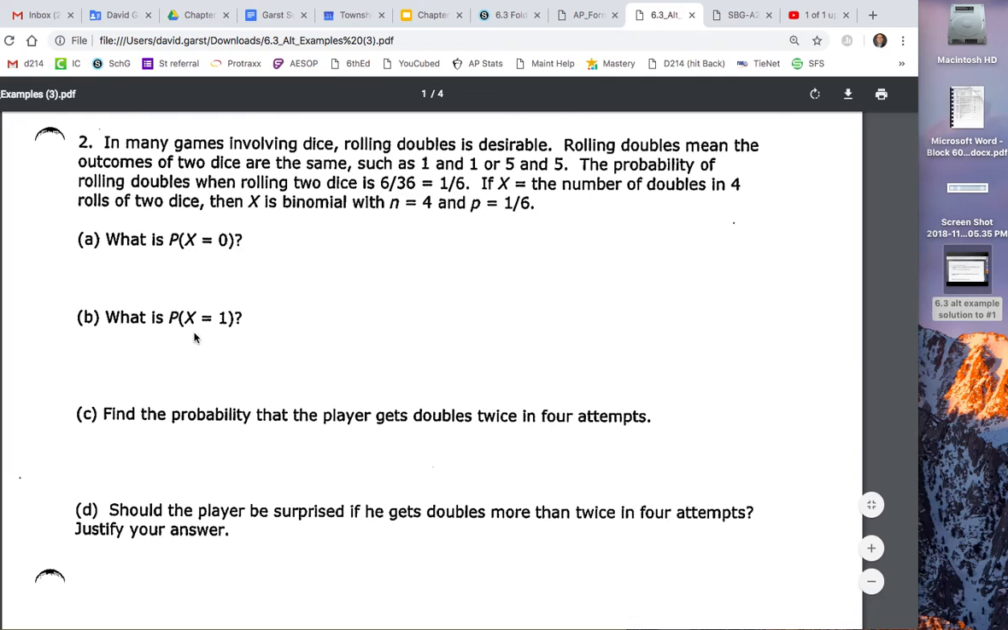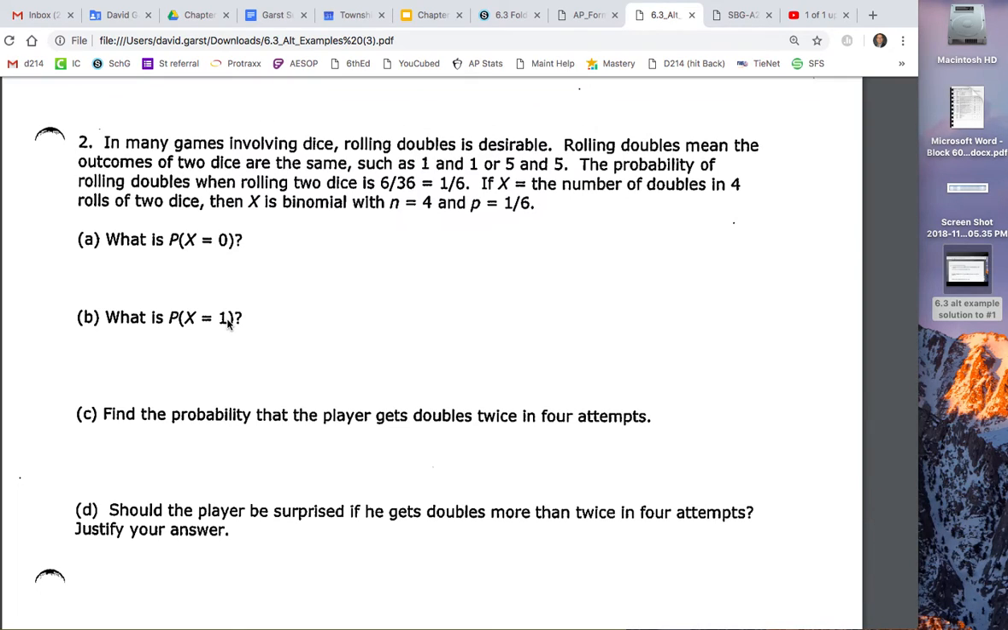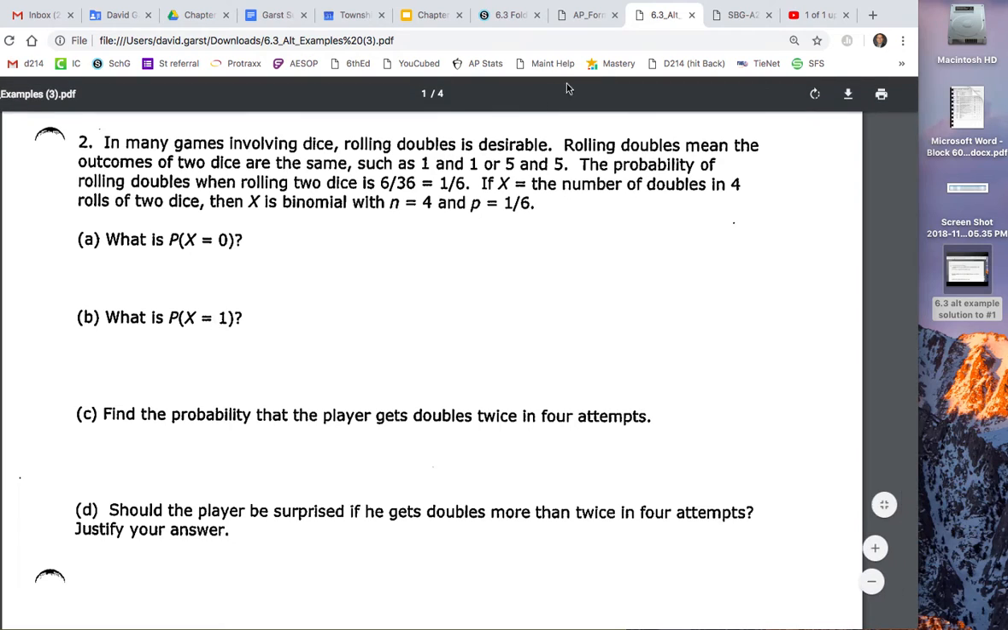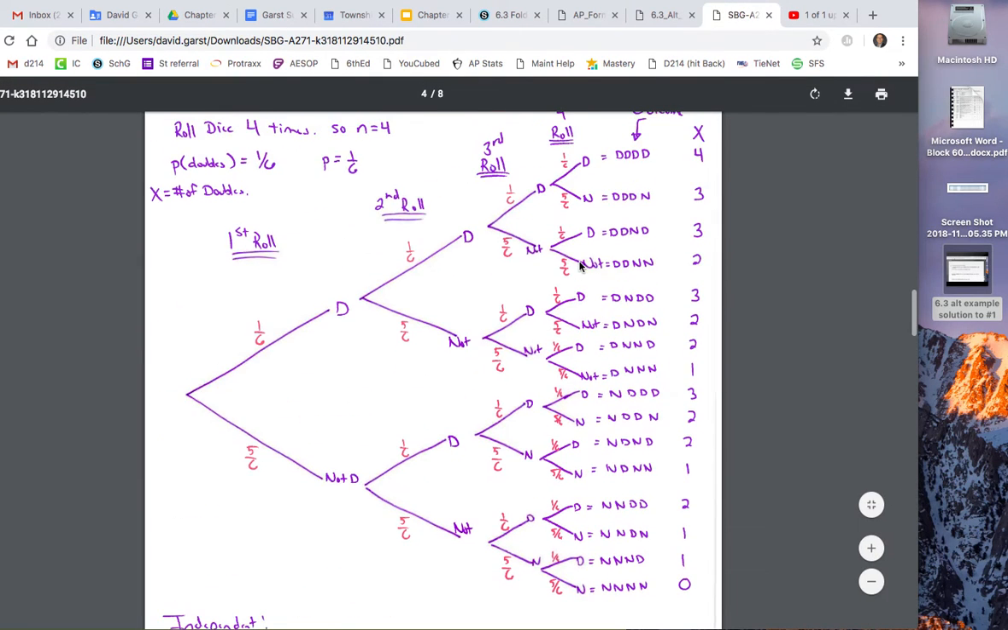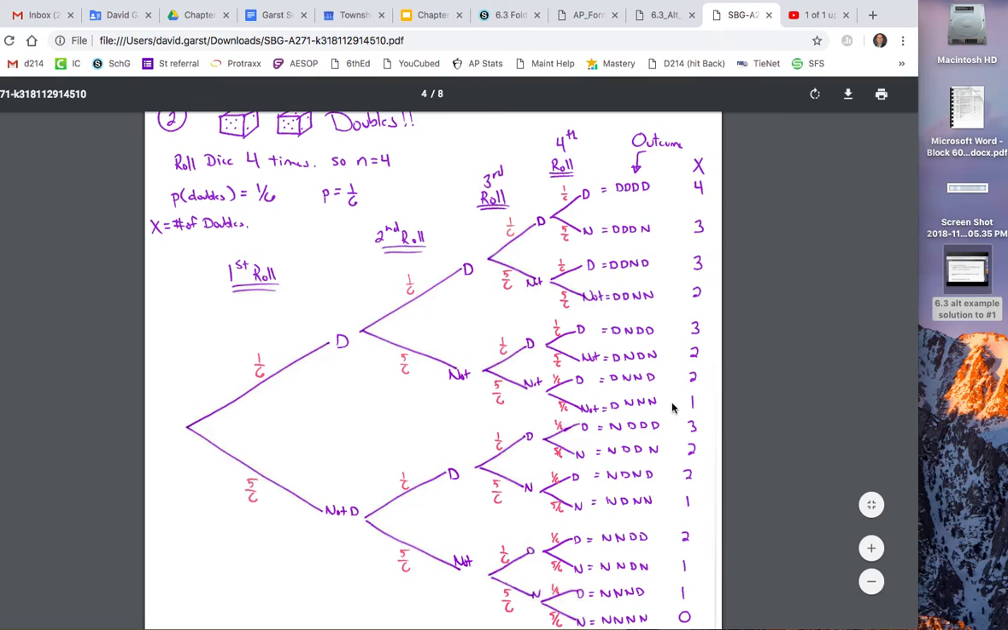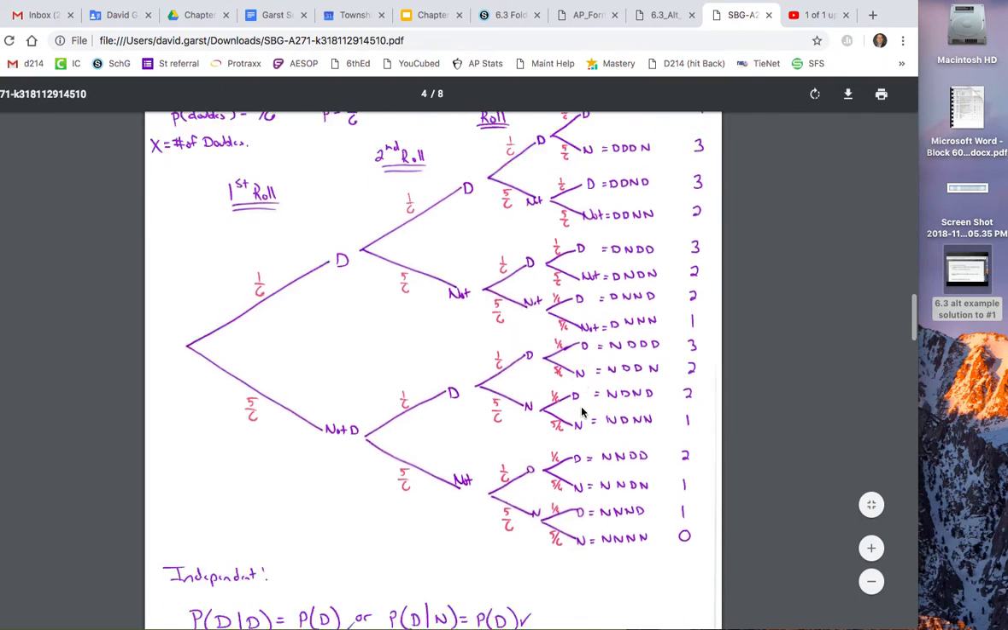Now, in part B, it says, what's the probability of x equaling 1? What's the probability of getting exactly 1 doubles? Not getting doubles twice, not getting no doubles, but getting doubles once. So looking back at the tree diagram, what does it mean to get doubles once? Well, over here, here's a once. Getting doubles, then no, no, no. So doubles, no, no, no.